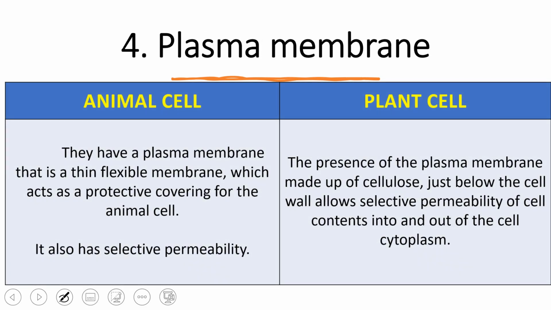If you see the plasma membrane, animal cells have a thin, flexible membrane which normally works as a protective covering, and it helps in selective transportation, the selective permeability of the membrane. Plant cells also have the plasma membrane, but it is inside the cell wall, just below the cell wall, which allows selective permeability of the cells. So the major function of the plasma membrane in plant cells is not protection, because it is slightly inside. The main protective function is done by the cell wall. In animal cells, protection as well as selective permeability are both done by the plasma membrane only.